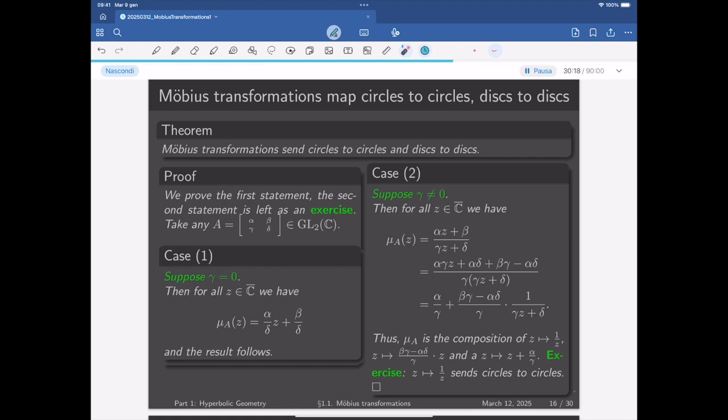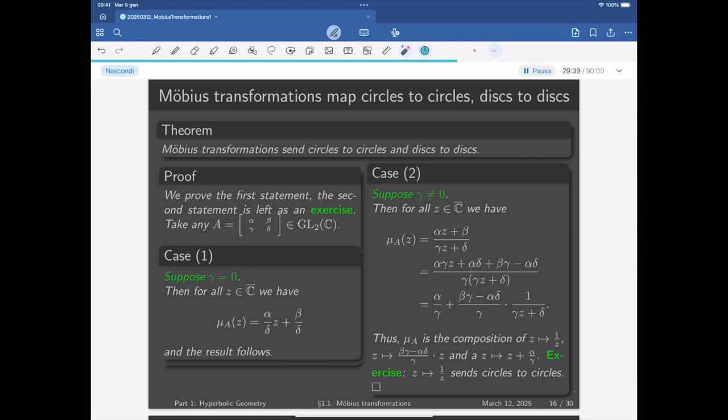Can I ask a stupid question, even though it's an exercise? Is it what is not immediate? If it sends circles to circles, it ends. It is immediate because of continuity. If you take a circle and its image is a circle, then disconnect. Then the connected component has to go to one of the two connected components. What is interesting is to determine which one of the two.